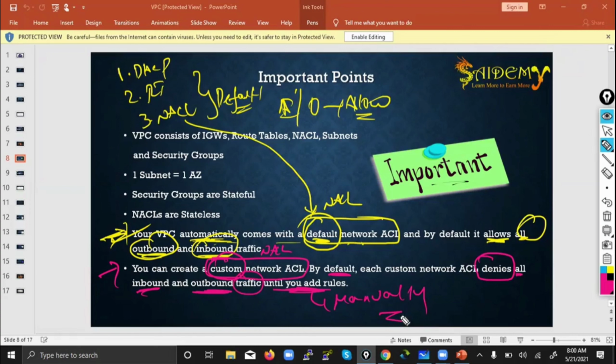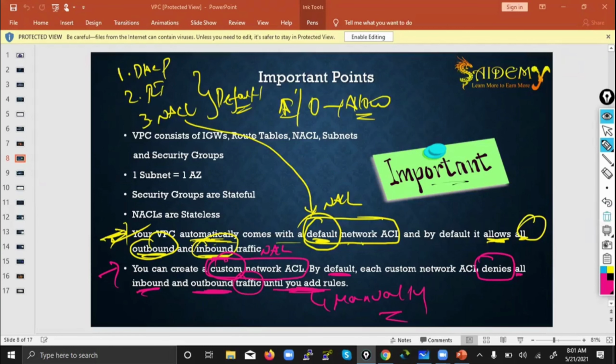Rule number, yes, rule number, right. So we gave different rule numbers, and then only we were able to access our website back. So that is what they mean by until you define rules, something like port 22, this port 80, then only it will work. Or else by default nothing will work. It denies all the traffic.